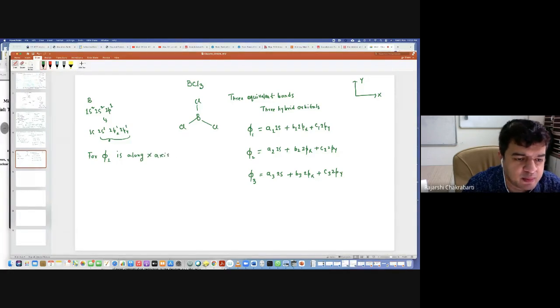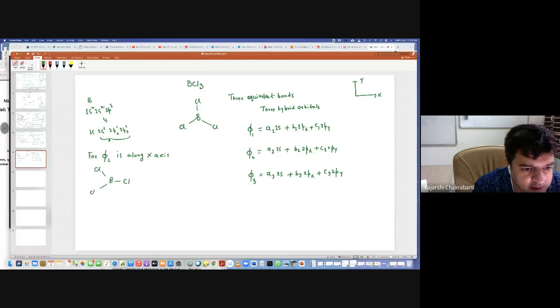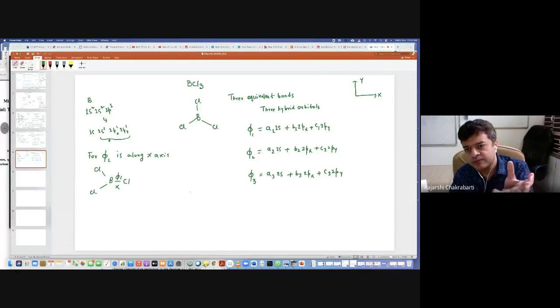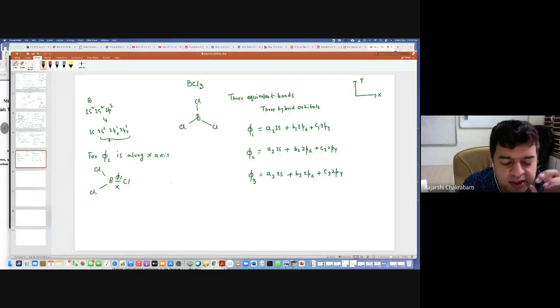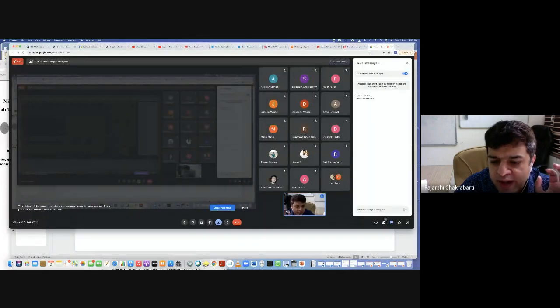So what do I mean? Let me draw the picture better. The picture is like that: B, PL, PL, PL. This is your phi 1 and this is your x-axis. I just fix the geometry in such a way that phi 1, one of the hybrid orbitals, is along x-axis. Okay.